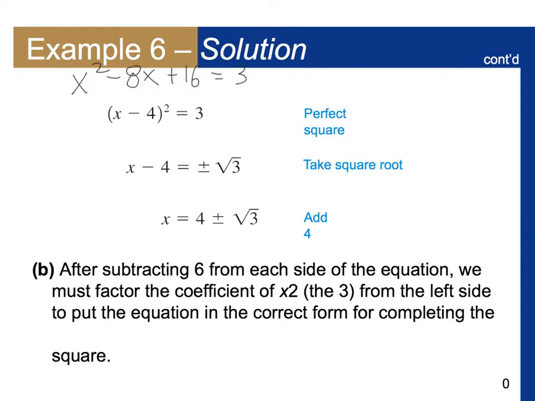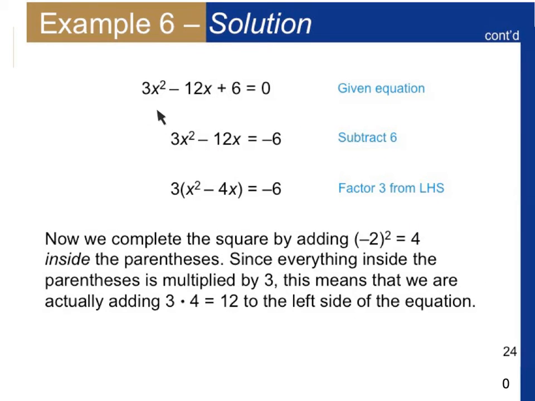Now, we can take the square root of both sides to solve that. And make sure you put a plus or minus in front of that square root of 3. Then that cancels the square root of (x minus 4) squared, and that's how we get x minus 4 equals plus or minus square root of 3. And then we just add 4 to both sides to get our solutions. x equals 4 plus the square root of 3, and x equals 4 minus the square root of 3. So those are our two solutions. We can do this with any quadratic.